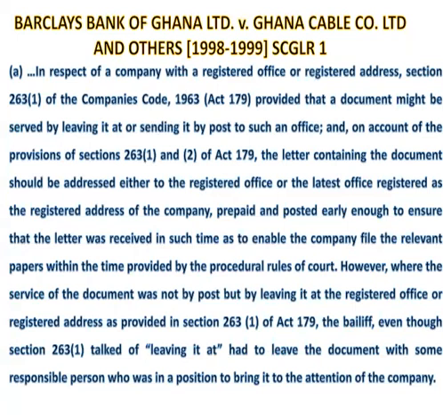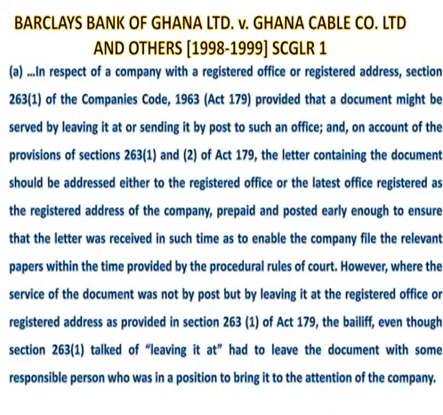So I read again. In respect of a company with a registered office or registered address, Section 2631 of the Companies Code provided that a document might be served by leaving it at or sending it by post to such an office. And on account of the provisions of Section 2631 and 2 of Act 179, the letter containing the document should be addressed either to the registered office or the latest office registered as the registered office of the company, prepaid and posted early enough to ensure that the letter was received in such time as to enable the company to file the relevant papers within the time provided by the procedural rules of court.